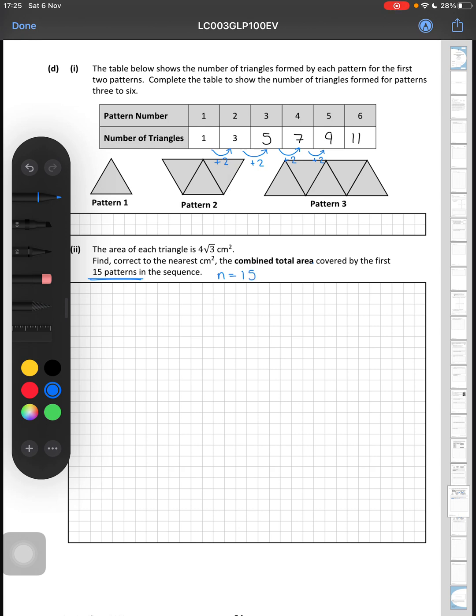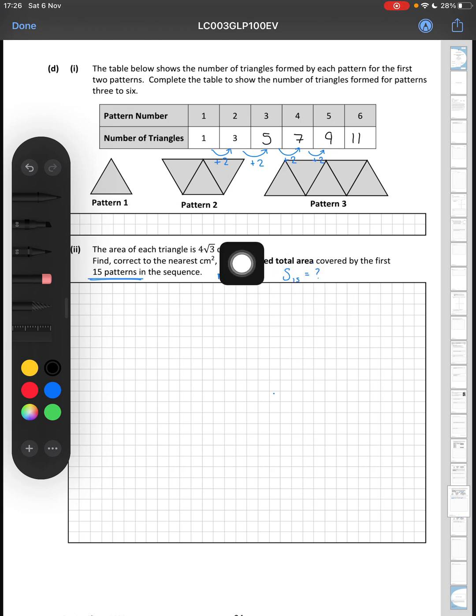Then part 2 says the area of each triangle is 4 square root 3 centimeters squared. Find, correct to the nearest centimeter squared, the combined total area covered by the first 15 patterns in the sequence. Okay, so first 15 patterns in the sequence means that n is going to be equal to 15, and we are going to have to find what S is equal to for that. Okay, so we need to find what is a and d in this situation.